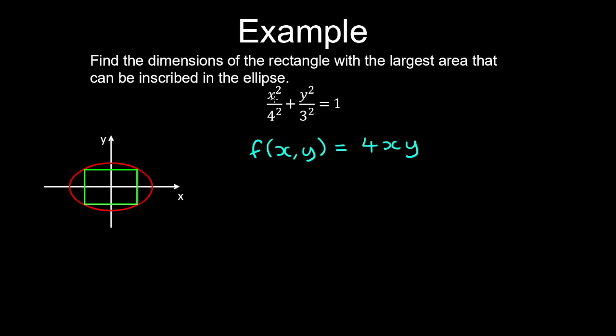And our function for the constraint, being g of x and y, is the equation of the ellipse set to 0. So we'll just subtract 1 from both sides and set this equal to 0.